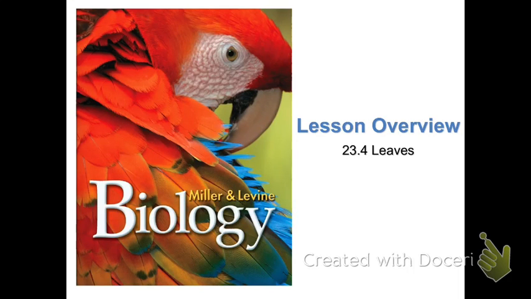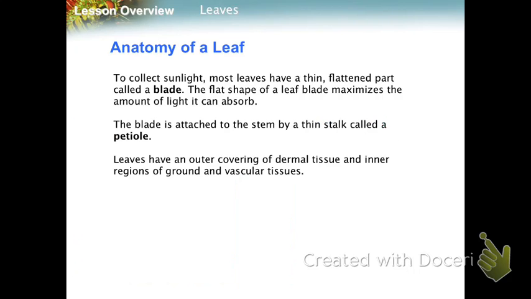This is probably the most exciting part of the plant, the leaf. It's where all the action happens. We have photosynthesis going on. In order to do photosynthesis, leaves have a thin, flattened part that maximizes light absorption. It's called the blade. And then this, I call it the stem of the leaf, where it attaches to the stem, is called a petiole.